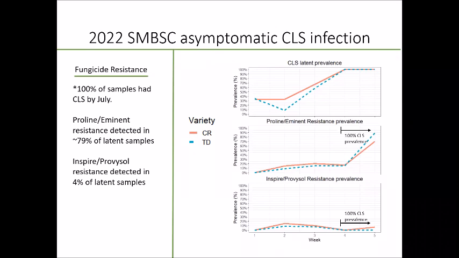In Eminent, we had rising resistance going into the actual saturated infection stage of the season. For Inspire and Propofol, that result was just the opposite. We had almost no resistance. Only 4% of our samples showed resistance to Inspire and Propofol, as opposed to about 80% showing resistance to Proline and Eminent.